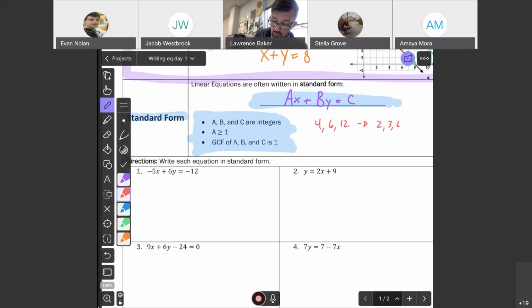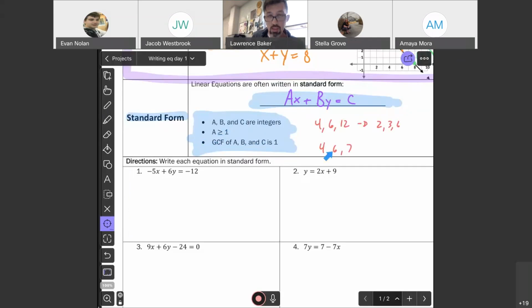Whereas if I had 4 and 6 and then 7, these three numbers don't all have anything in common. 4 and 6 both have 2 in them, but 7 doesn't have a 2 in it. So these would have a greatest common factor of 1, whereas the others had a greatest common factor of 2. And so I can take that 2 out, or divide it out, and we'll see how that works later. I know this idea of factoring is something you haven't done a lot of, but we're going to do a whole bunch of it in this class.